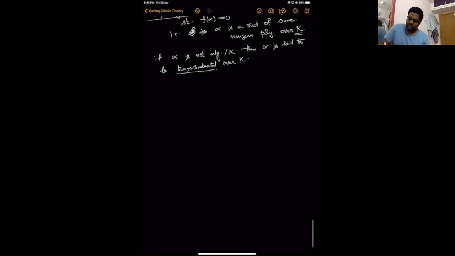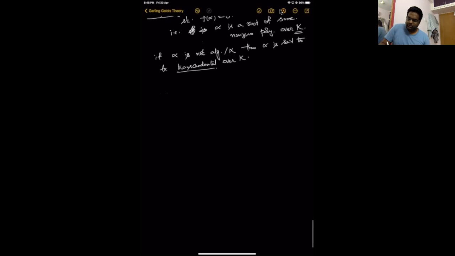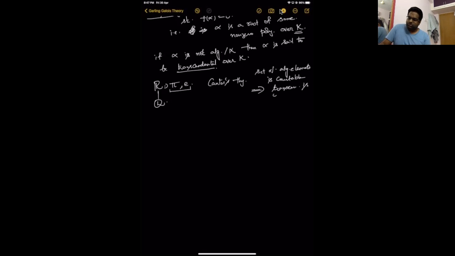So for example, if you consider the extension R over Q, and if you consider pi, which belongs to R, which belongs to E, so these are transcendental elements. The proof is extremely difficult. But you can easily, Cantor's theory shows that the set of algebraic elements is countable, and then since R is uncountable, it follows that the set of transcendental elements is uncountable.